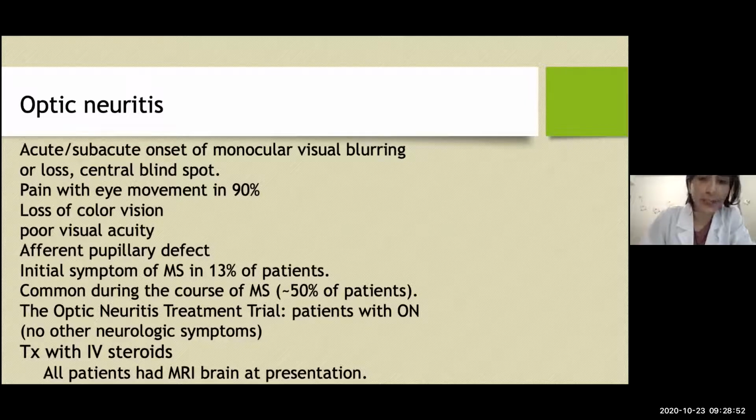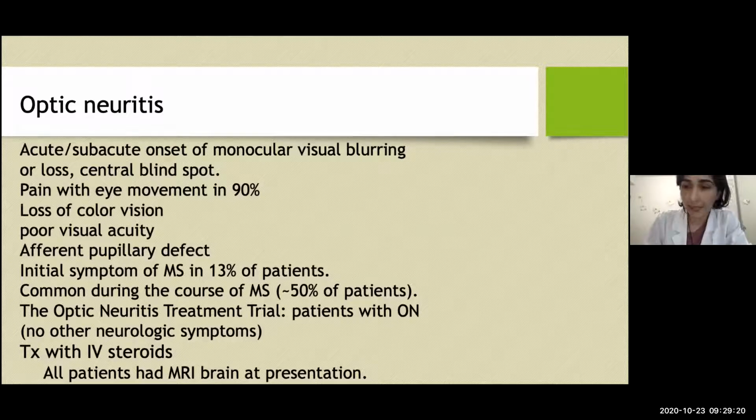Optic neuritis is the presenting symptom of multiple sclerosis in 13% of patients, and is common during the course of multiple sclerosis in 50% of patients. 90% of these patients with optic neuritis will have pain with eye movement. Also seen are monocular visual loss or blurring, central blind spot or scotoma, loss of color vision, poor visual acuity or worsening from baseline, and afferent pupillary defect.